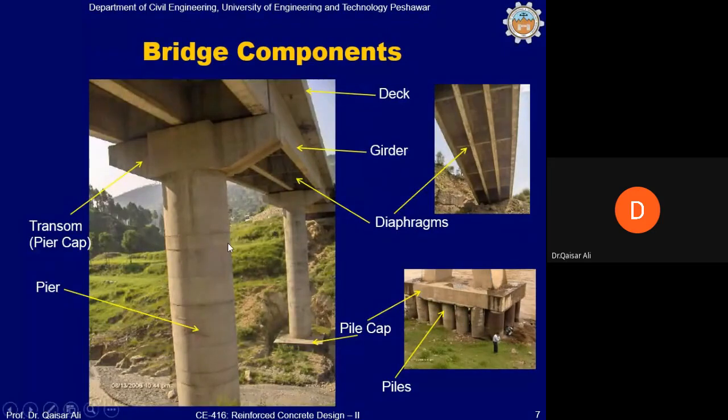And from the pier, the load will go to the pile cap as shown in the bottom right picture. Okay, pile cap is basically a very thick slab, and from the pile cap it goes to the piles, and piles then transfer this load to the ground through friction or bearing or both.